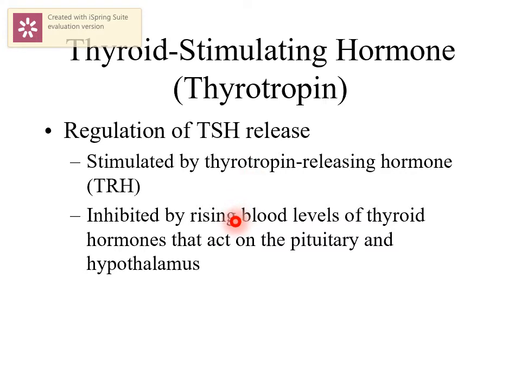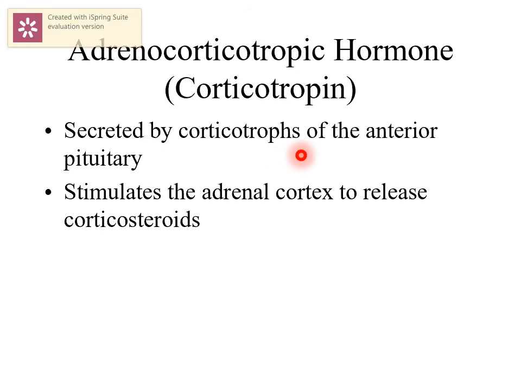And it is inhibited by rising blood levels of the thyroid hormones. Okay, so this thyroid stimulating hormone has the word thyroid in it. So in turn, the TSH or thyroid stimulating hormone will act upon the thyroid gland to stimulate the release of thyroid hormones.